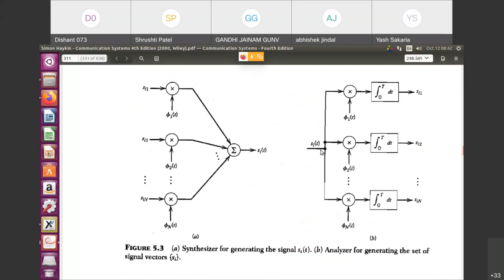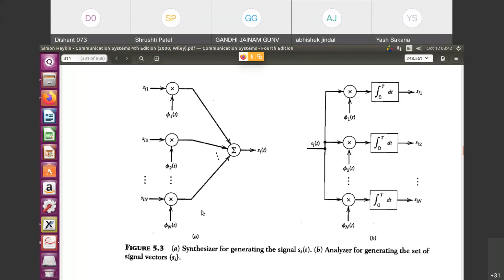So first you take Si(t), you create its n copies. In each copy you multiply individually with phi 1(t), phi 2(t), and phi n(t). After multiplying, apply it to n different integrating circuits, which integrate the product from 0 to T. So they will give you the coefficients, or the projections. This is the analyzer for generating the set of signal vectors.